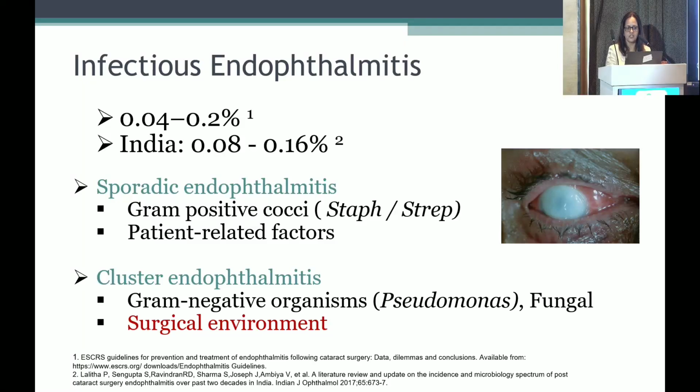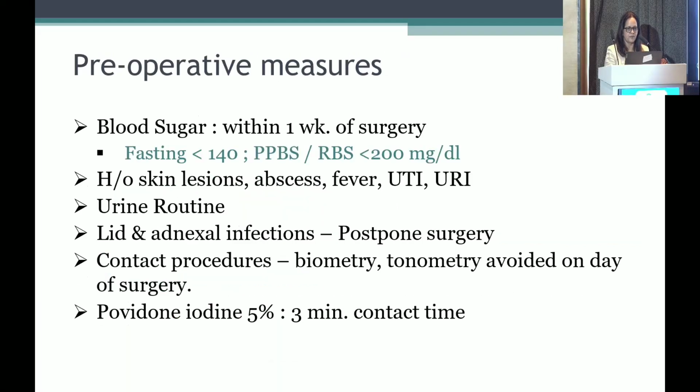In a presumed sporadic endophthalmitis case, the causative organism is mainly gram-positive cocci. They are the culprits, and usually in those cases it's the patient-related factors. However, cluster endophthalmitis, which can be an ophthalmologist's nightmare, is usually caused by gram-negative organisms or fungal, and here it is the surgical environment which is to be blamed.